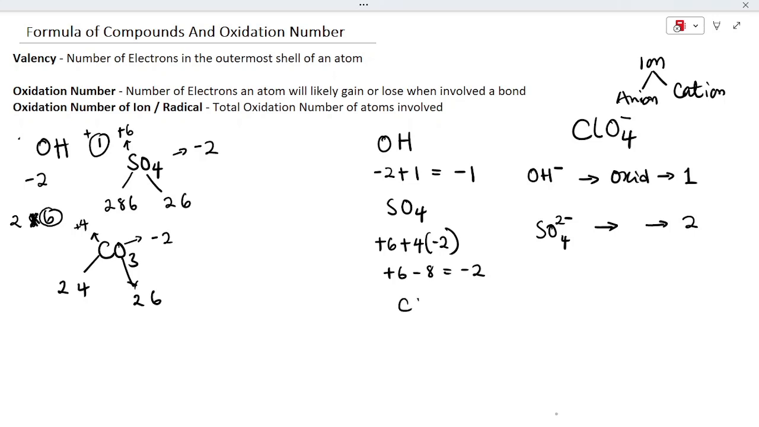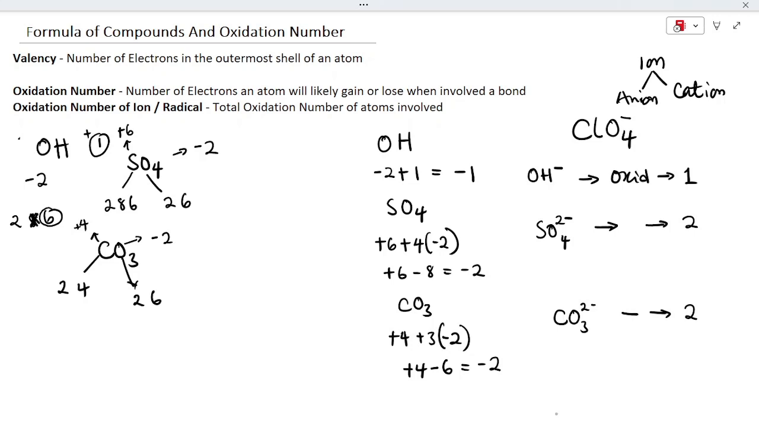So therefore, let's calculate it. We have CO3. Carbon is +4, added to 3 atoms of oxygen, and the oxidation number there is -2. So you have +4 plus 3 times -2, which is -6, and that gives us -2. That's the reason why you see CO3 2-. So the oxidation number of carbonate is 2.